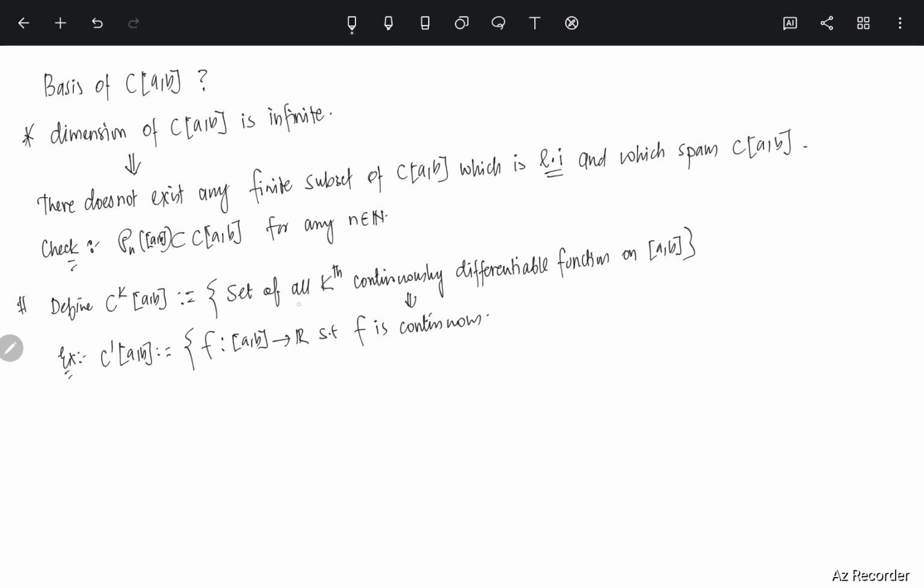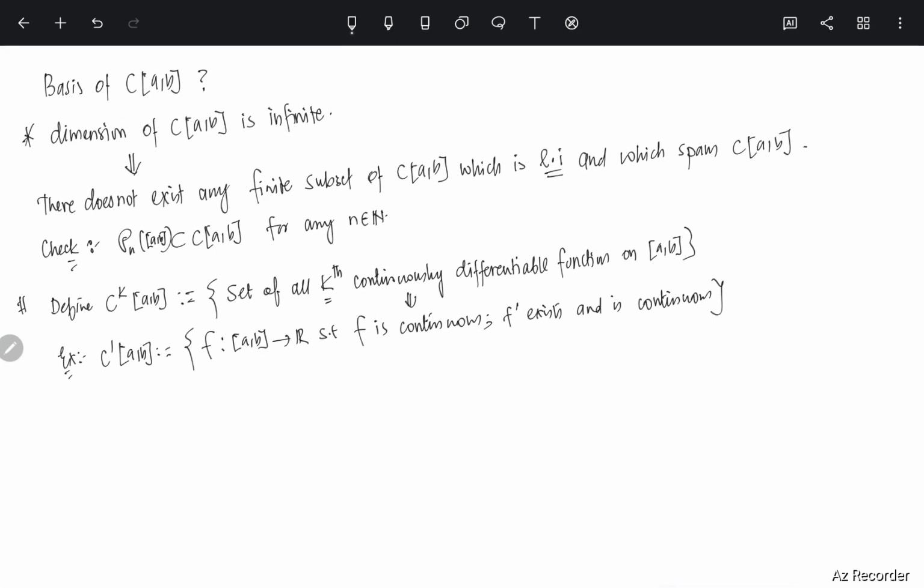C^k is the k times continuously differentiable functions, so up till kth order. C^1 is up till first order. Continuously differentiable means that f is continuous, f prime exists, and is continuous. The first derivative also exists and is continuous. We call it C^1. Similarly, C^2 you can think of as involving the second derivative. So f is continuous, f prime exists and is continuous, and then f double prime exists, and f double prime has to be continuous.